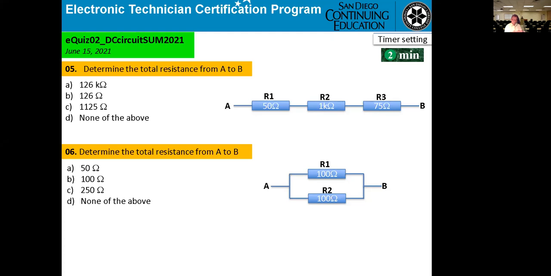Can I ask if number six is parallel? Yes, it's in parallel. Oh, thank you. You're welcome.